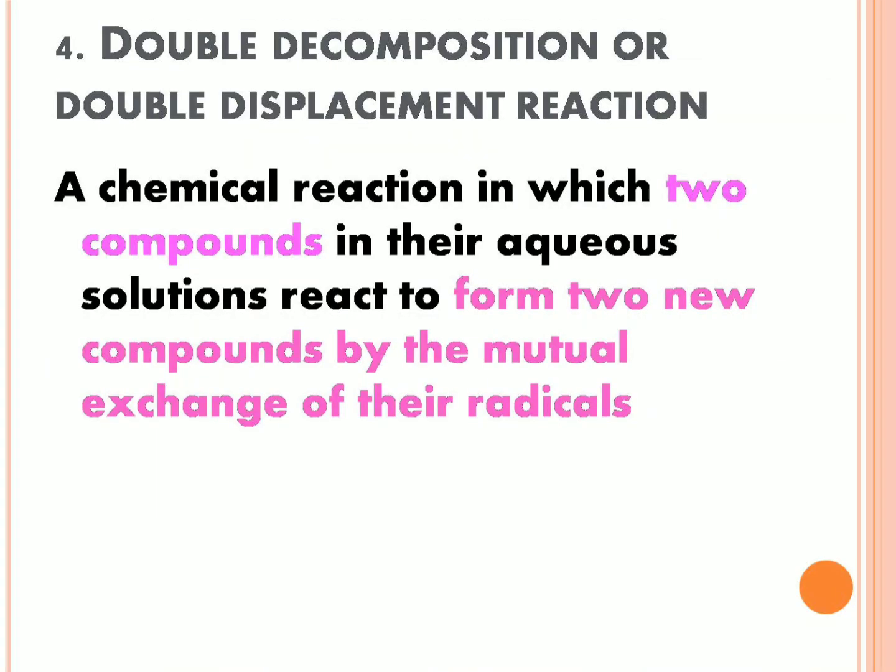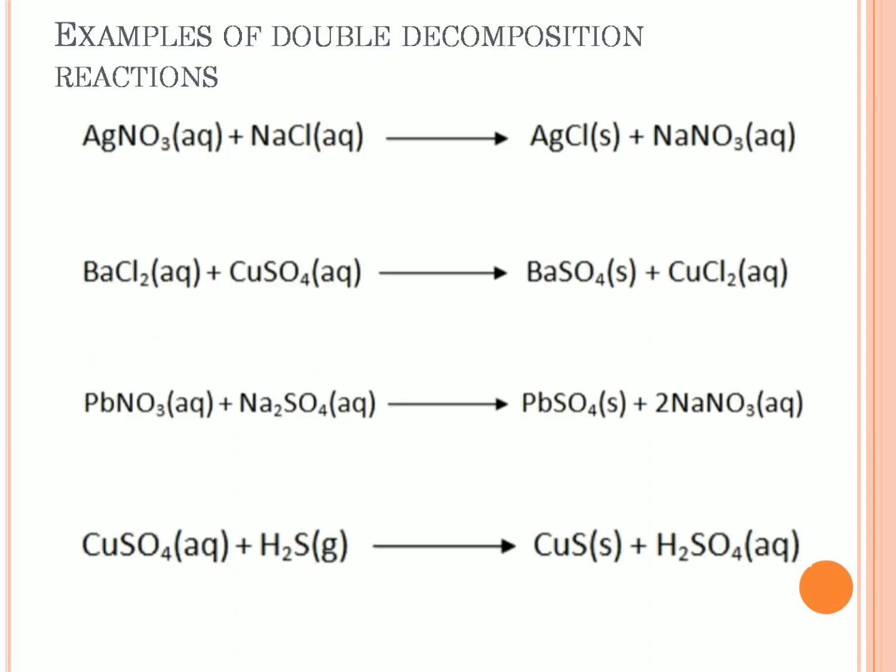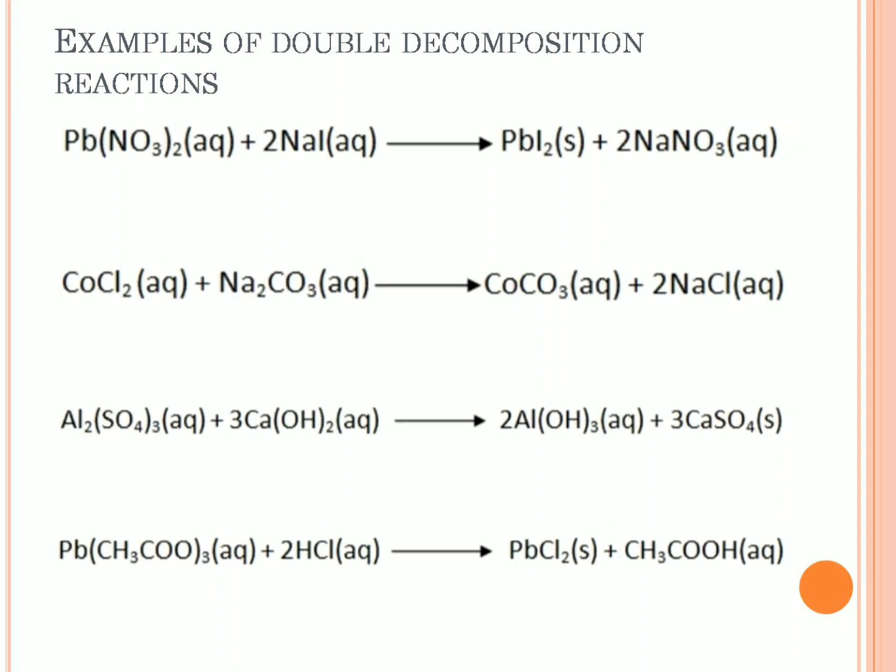Therefore, a double decomposition reaction or a double displacement reaction is defined as a chemical reaction in which two compounds in their aqueous solutions react to form two new compounds by the mutual exchange of their radicals. Here we have some examples of double decomposition reactions. You may note these examples.